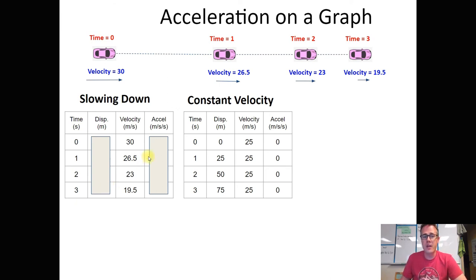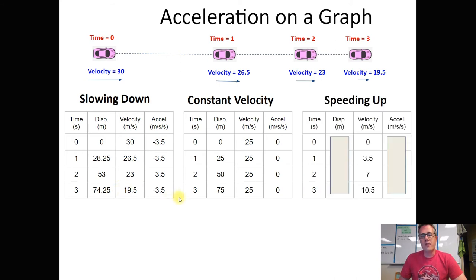Now our acceleration is how much our velocity changed. This number is shrinking, so we should expect a negative acceleration. And here's in fact what we have. The car is decelerating or slowing down at negative 3.5, and our displacement is gradually getting smaller and smaller each second that time goes on.